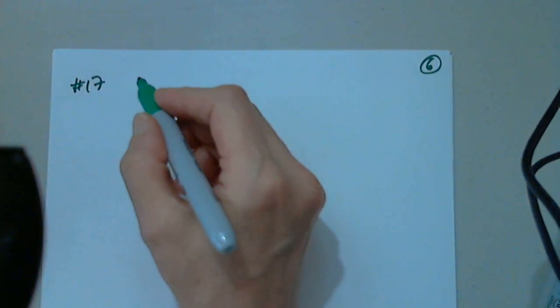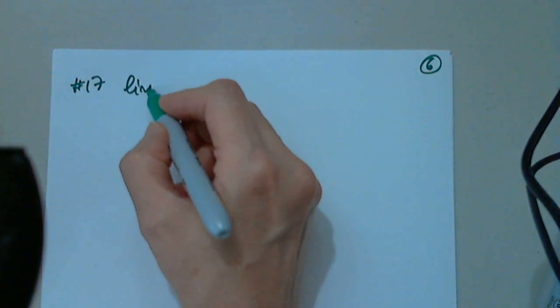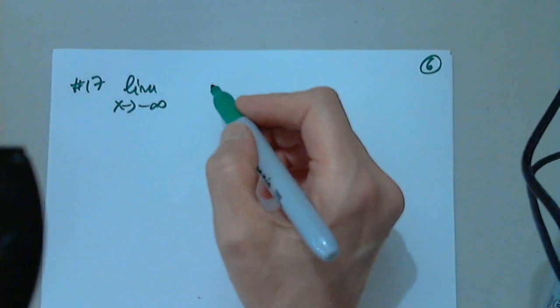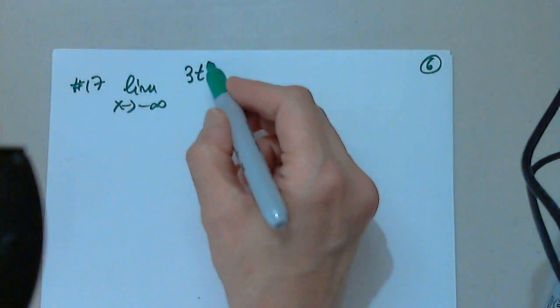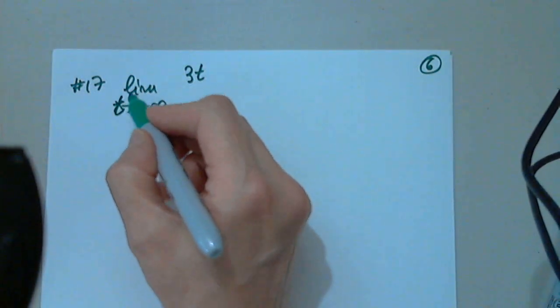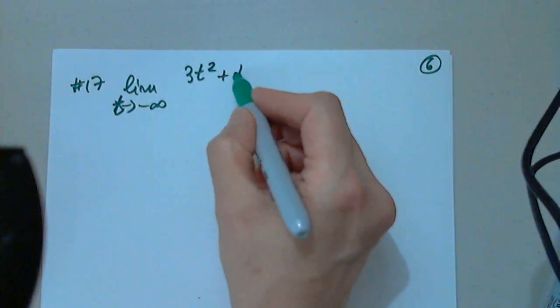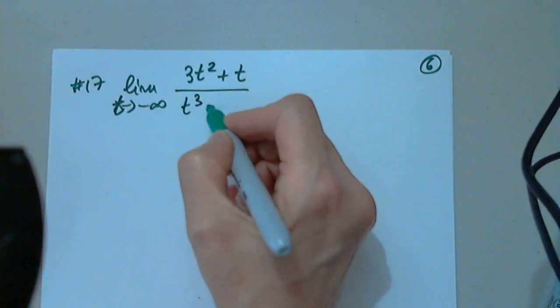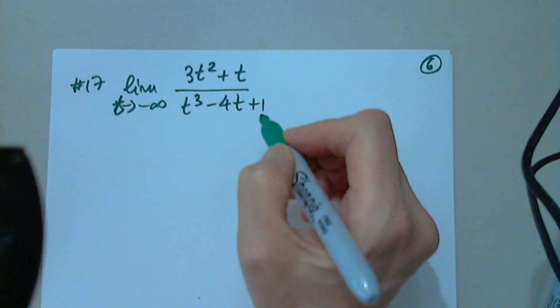17 is an example we need to discuss. So limit as x approaches negative infinity, or similar examples. 3t squared plus t over t cubed minus 4t plus 1.